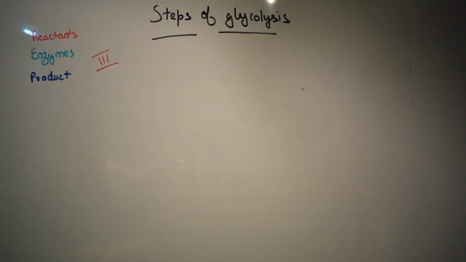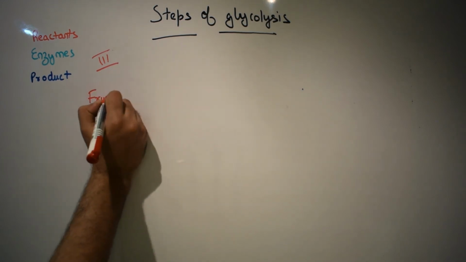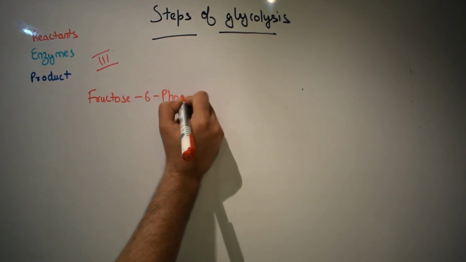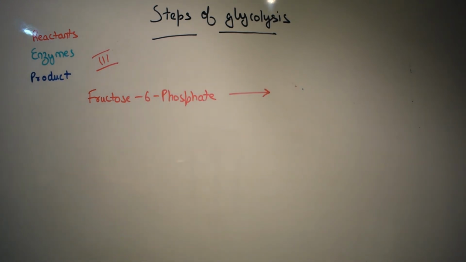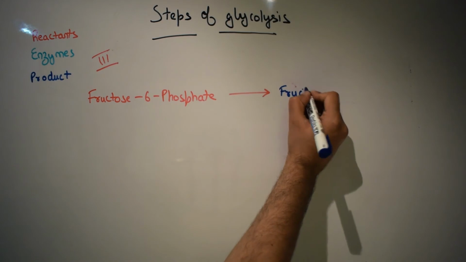So in the third step of glycolysis, the fructose 6-phosphate gets converted into fructose 1,6-bisphosphate. Fructose 6-phosphate adds another phosphate to it and becomes fructose 1,6-bisphosphate.